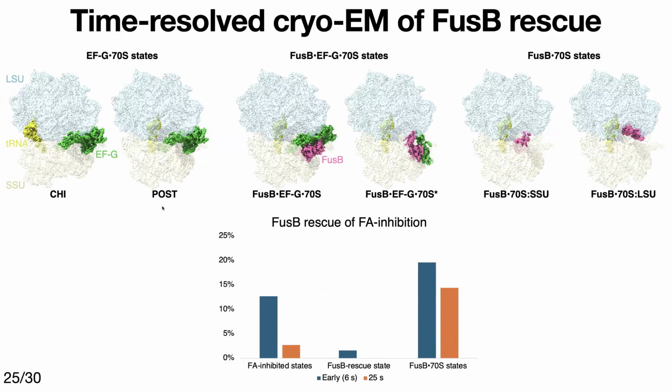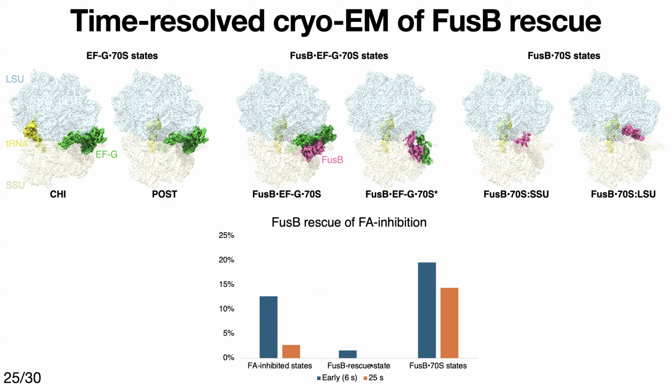So if we look back to the time resolution of this experiment, we have 2 time points: the mixing on the grid that is up to 6 seconds, and then the 25 seconds from adding FusB. We can observe the population of all these different states. And as I showed before, the fusidic acid inhibited states greatly decrease after 25 seconds.